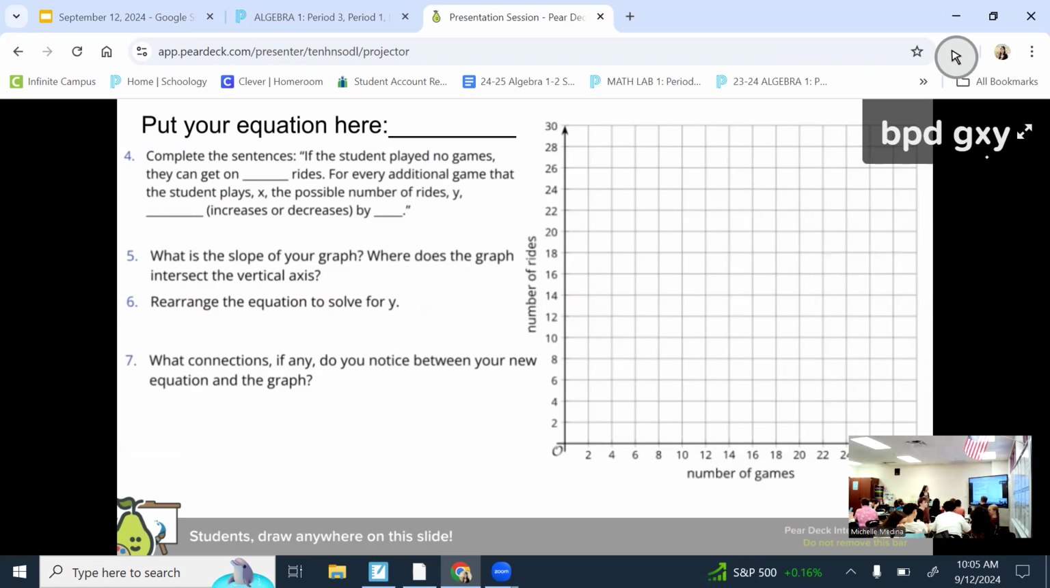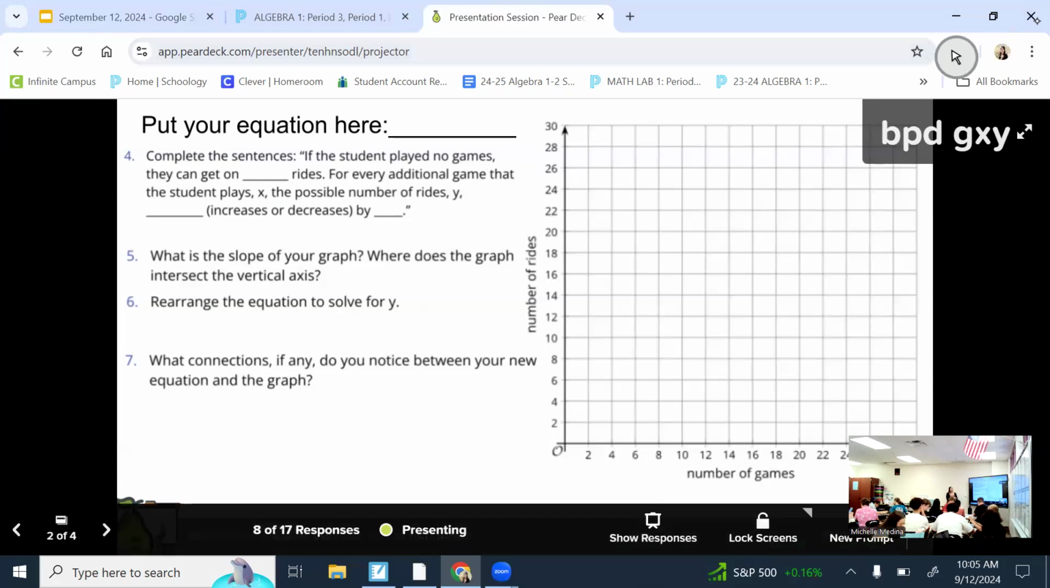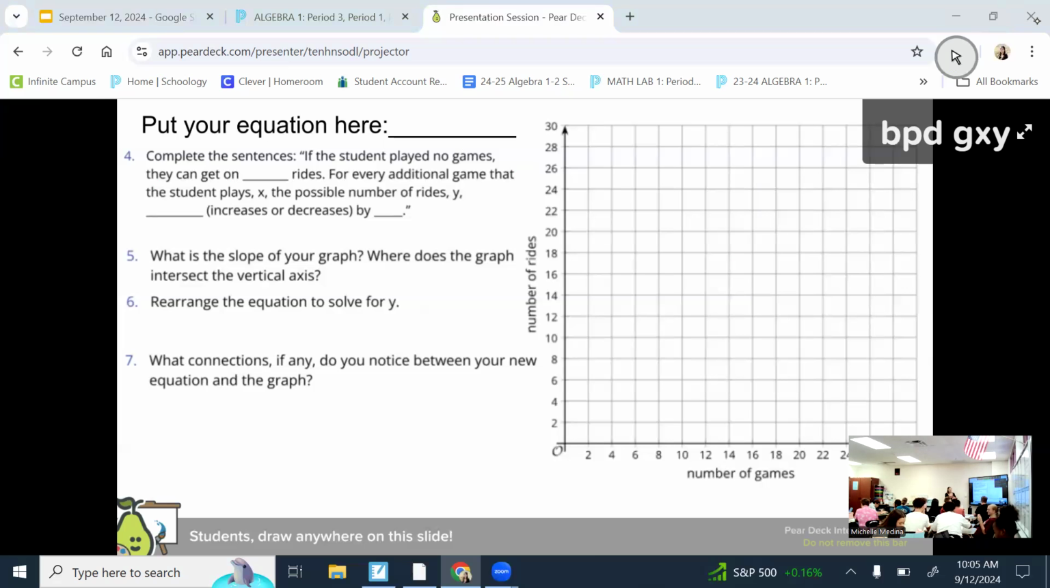Rearrange and solve for y. And find any connections that you notice in your new equation and the graph you've already made. Okay. Gonna give you about 3 to 4 minutes, depending on how hard you work. If you look like you're working hard, I'll give you more time. If you look like you're just socializing, we're just gonna move on.